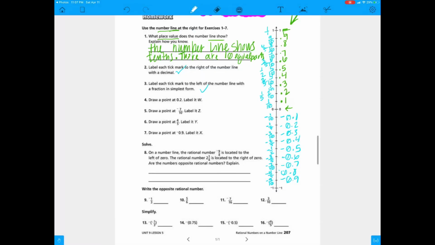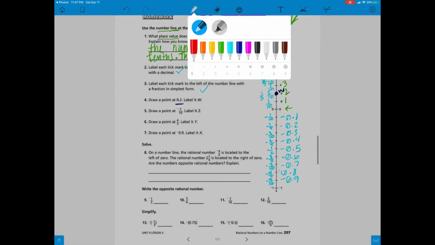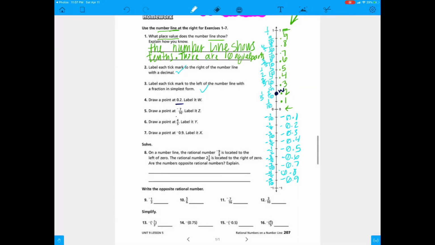So number 4 says draw a point at 0.2 and label it W. So I could be telling myself, oh, I already know that's going to be positive, yes. But I also know that would be 2/10. It's 2 spaces above. Number 5, -7/10. We're going to draw a point and label it Z. I know I'm going to be below, and I find my 7/10. It's negative, and I label it Z.